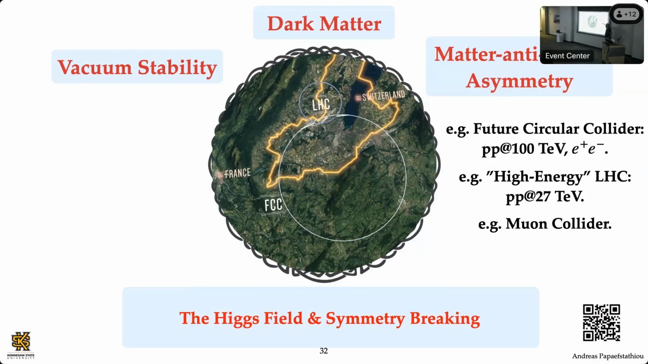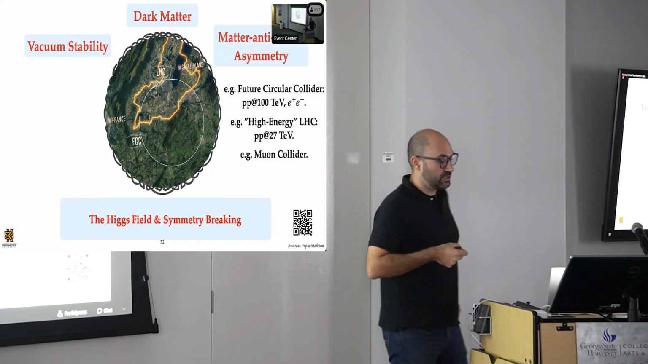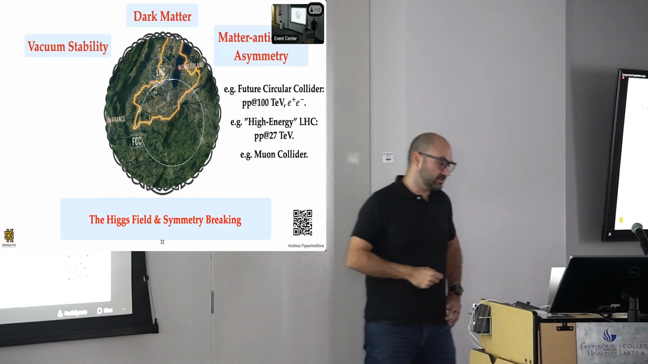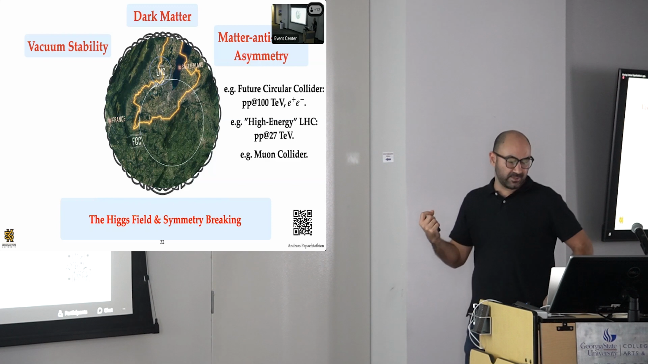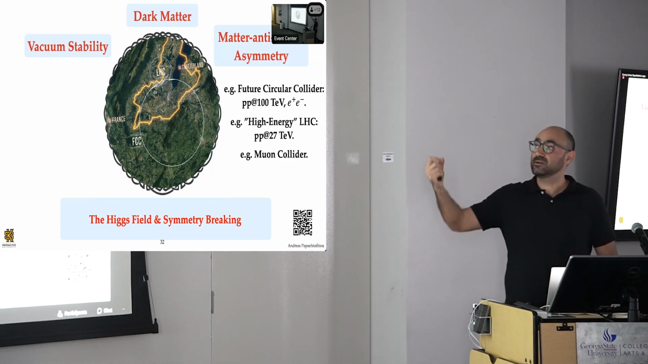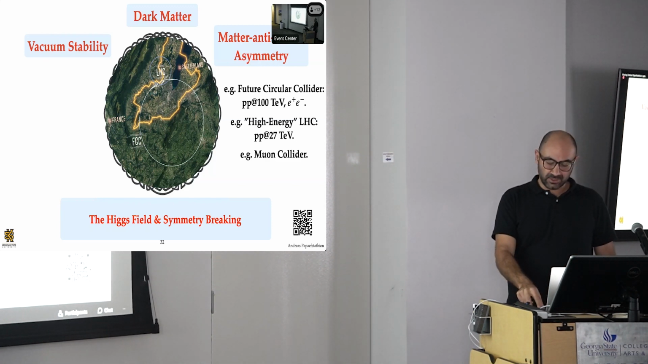So this is 100 tera-electron volts versus 13.6 that we have now at the LHC, or electron-positron collisions at various energies. We also have the possibility of a higher energy version of the LHC, or even a muon collider. So, okay, I'm not going to discuss the colliders themselves, but there are collider experiments that we are thinking about that could address these questions.